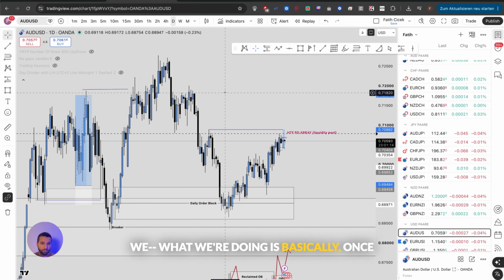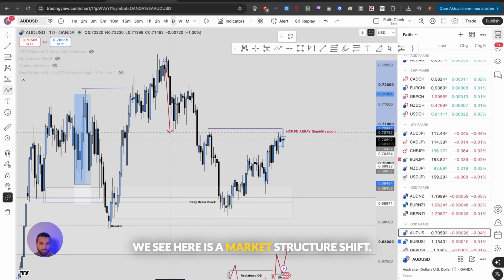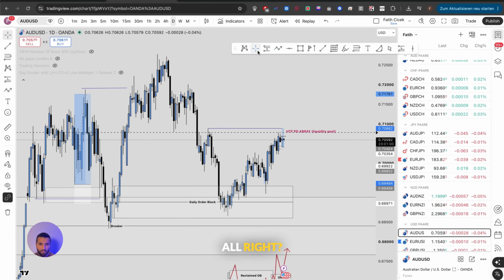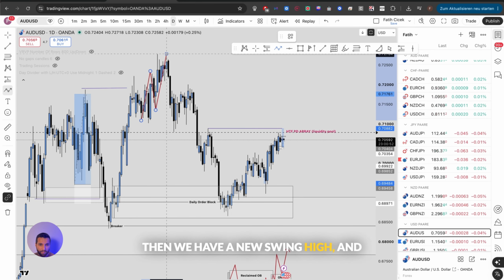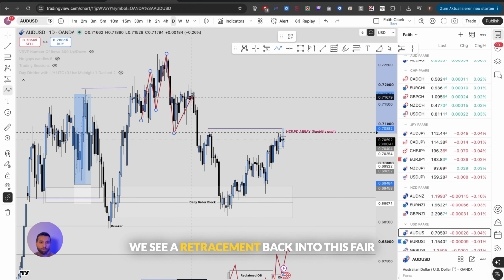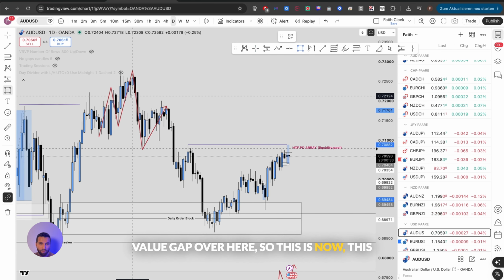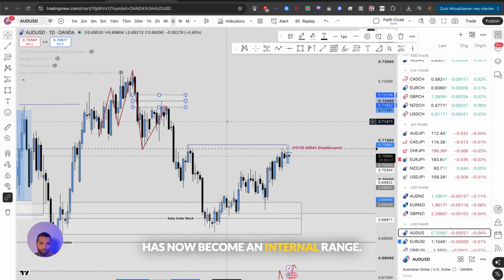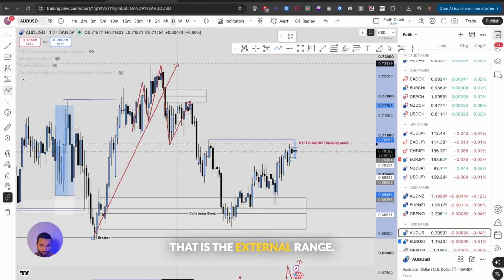What we're doing is basically, once these highs are being ran through, what we see here is a market structure shift. All right. So this is a high, this is a swing low, then we have a new swing high, and then we see that this swing low is being disrespected, is being invalidated. We see a break of structure, and then we see a retracement back into this fair value gap over here. So this has now become an internal range. Okay, so this is the overall external range. That is the external range.